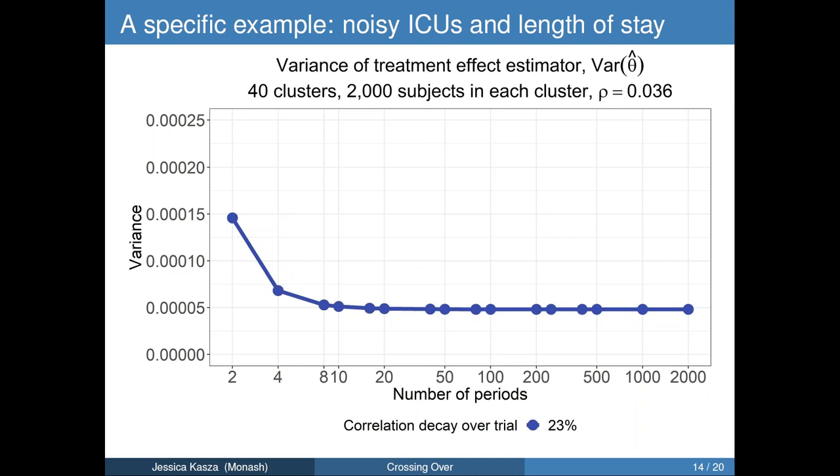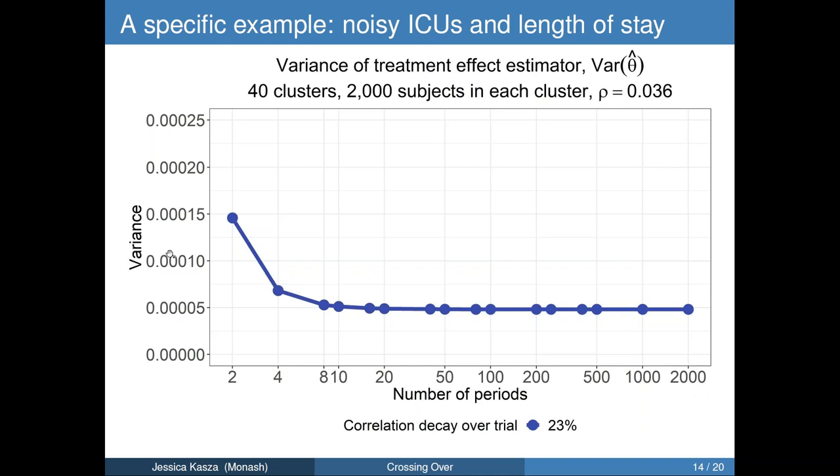So here, what's going on? In this plot, we've got the number of periods of the design, from a two period design up to a 2000 period design. And we're looking at the variance of the treatment effect estimator. The variance of the treatment effect estimator is the quantity that drives the sample size calculation. So the smaller this variance, the more powerful our design will be.